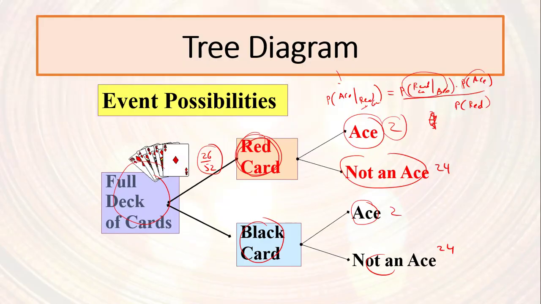So if you want to find out the probability of a red card given an ace, R intersection, this is nothing but the red card and ace intersection. Red card, you already know what it is. Black card, you already know what it is. And the probability of an ace, you already know what it is. The probability of an ace is basically 4 divided by 52, right?